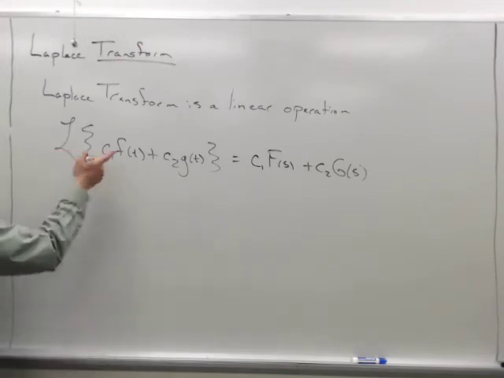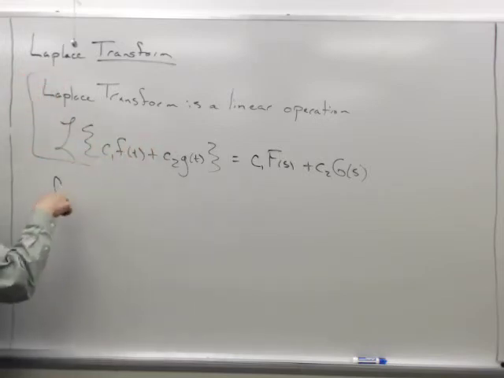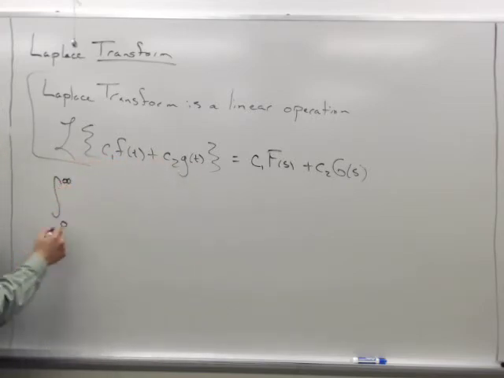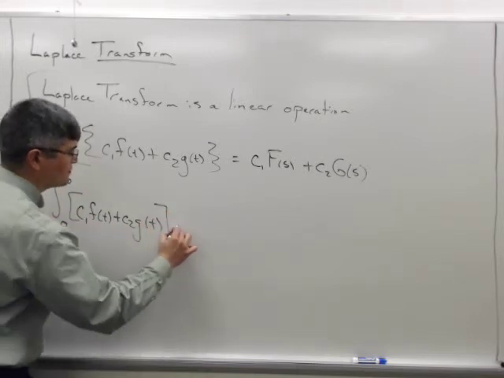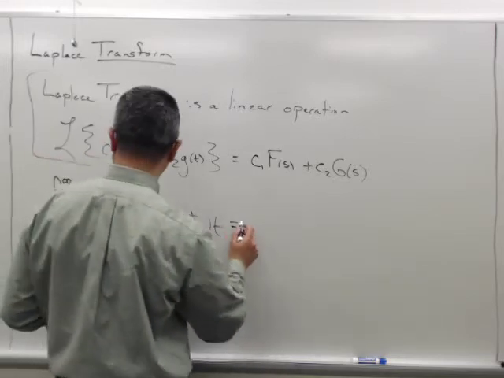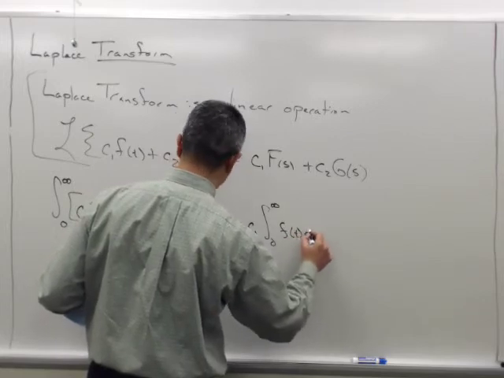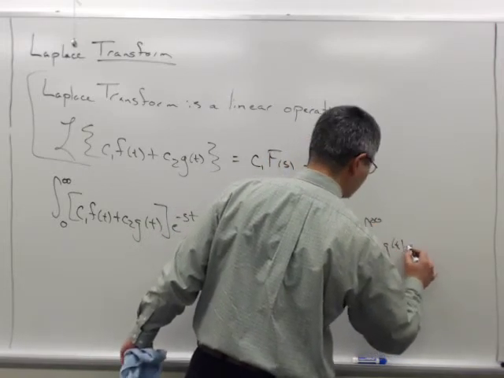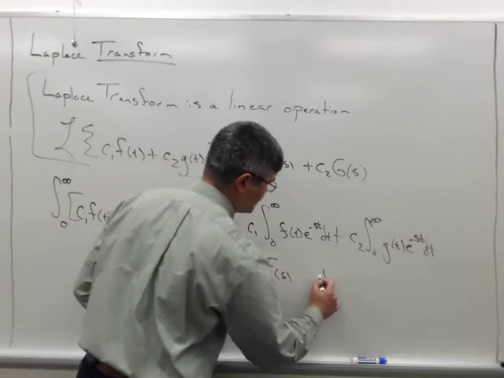Okay, and this is true. How do I know it's true? Well, I just show it. So here's my statement and here's my justification. What is the Laplace transform of this? Well, by the definition, it's this thing. By the properties of integrals, I can break this up into C1 integral 0 to infinity f of t e to the minus st dt plus C2 integral 0 to infinity g of t e to the minus st dt. And what is this? This is C1 F of s plus C2 G of s.